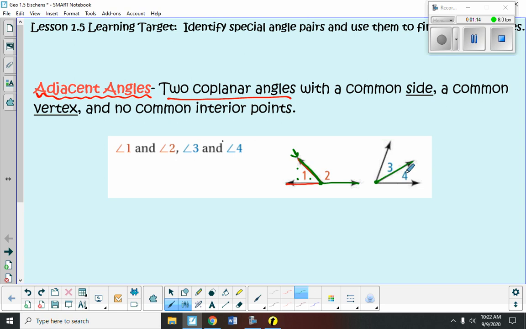Now, I just want to remind you about what the word adjacent means. So let's talk about my neighborhood right here. Here's my property line, and this is where my neighbors' area is. Because we share this property line, we are adjacent to one another. So adjacent means right next to each other.